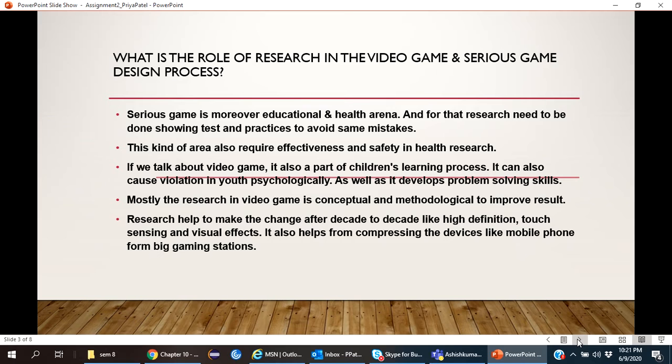Research helps to make changes from decade to decade, like high definition, touch sensing, and visual effects. It also helps with compressing the devices: beforehand we were using big gaming systems, but now we also play games on mobile phones. We don't know, in the future maybe we'll play games on our watch as well.